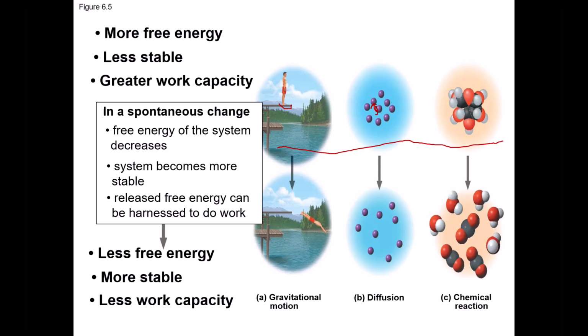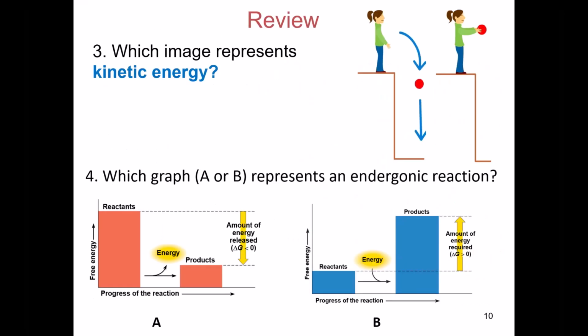So when the diver jumps off, there's less free energy available. The diver in the water is more stable than on the platform. There's less work capacity there. These molecules being further apart in the second column are less likely to bump into each other, so there's less capacity for work, and we've released energy from these chemical bonds in this chemical reaction, so there's less work capacity there as well. So let's review.